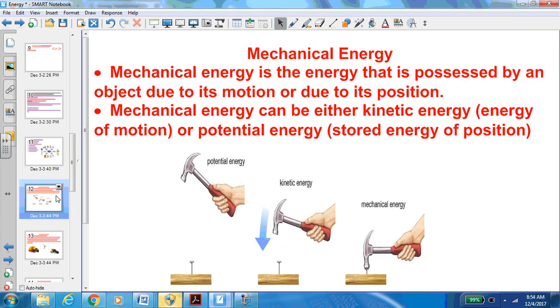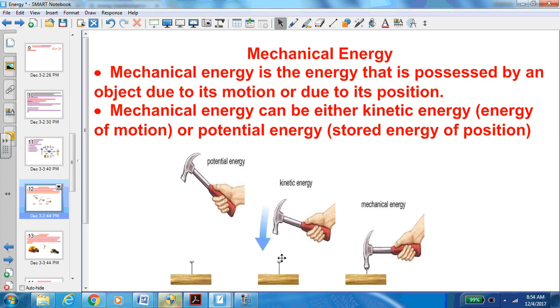Let's talk about mechanical energy first. This is energy that is possessed by an object that is either moving or in position. For example, if I'm just holding this hammer above this nail, you could say that this object has mechanical energy that is in position, or stored mechanical energy.